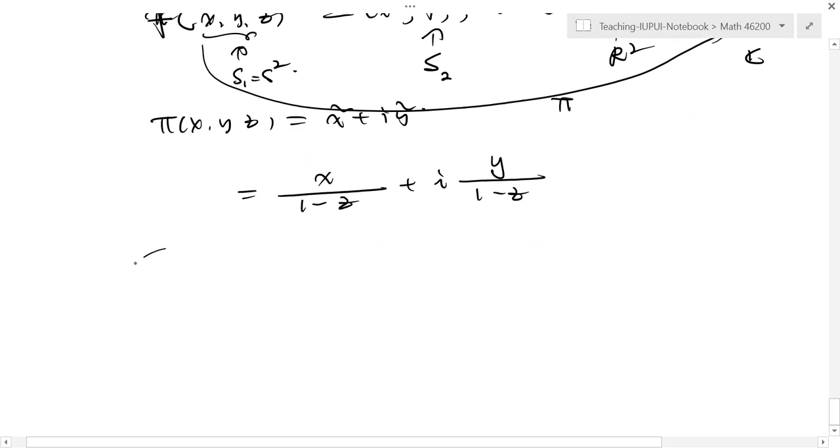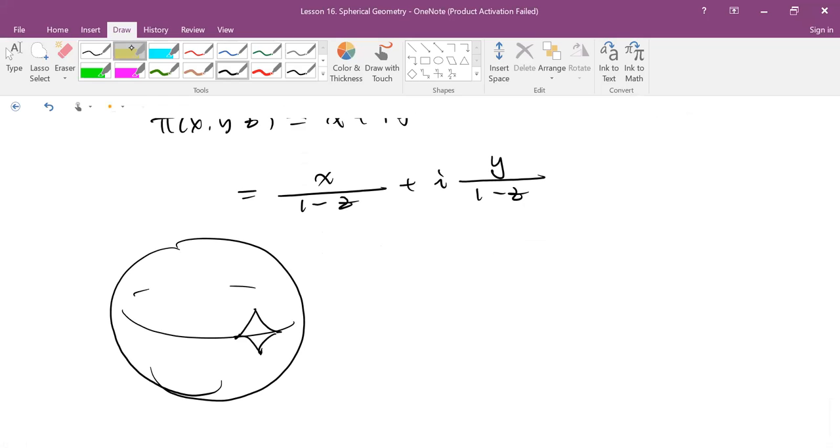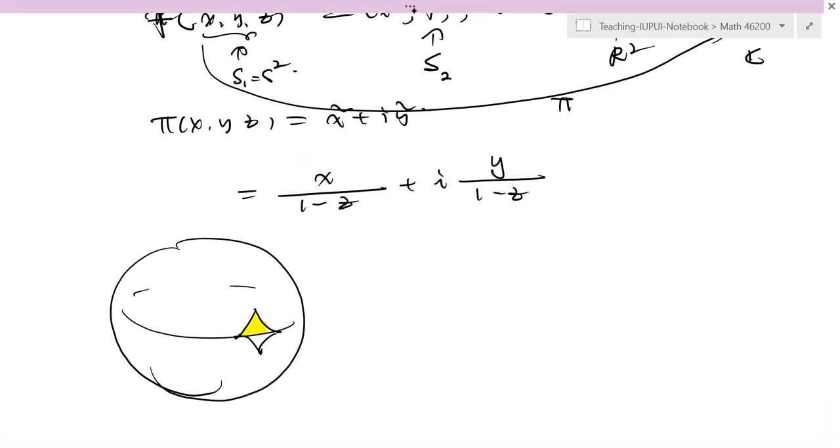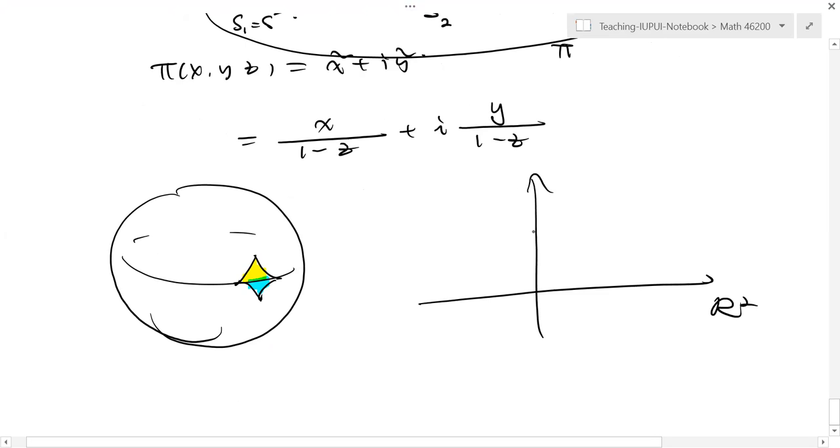So how does it look, right? For example, let's see, around the equator, let's imagine this is a picture. How does it look as an image on R2? The top one is yellow. The bottom is blue. The map we are going to have, this is R2, it's a circle here.